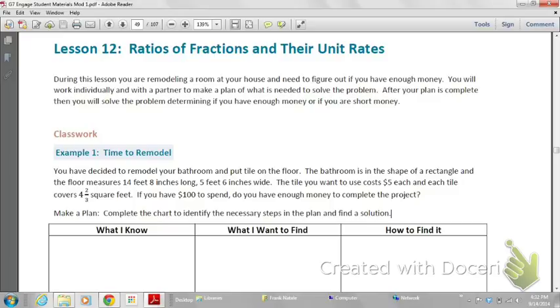Example 1, time to remodel. You have decided to remodel your bathroom and put tile on the floor. The bathroom is in the shape of a rectangle, and the floor measures 14 feet 8 inches long by 5 feet 6 inches wide. The tile you want to use costs $5 each, and each tile covers 4 2/3 square feet. If you have $100 to spend, do you have enough money to complete the project?